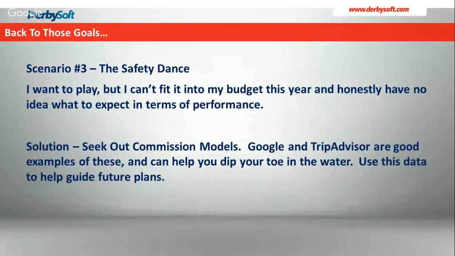Okay, and then my third scenario, I have one more here for you. This is one I call the safety dance. Now that I've got that song playing in your head, it's the example where we say, I want to play, but I can't fit it into my budget this year and honestly have no idea what to expect in terms of performance. Solution, seek out those commission models that I talked about earlier. Google and TripAdvisor are good examples of these, and they can help you dip your toe in the water, and then you can use this data to help guide those future plans.